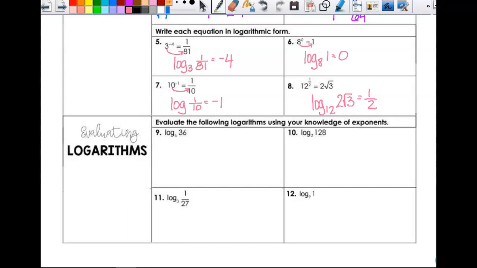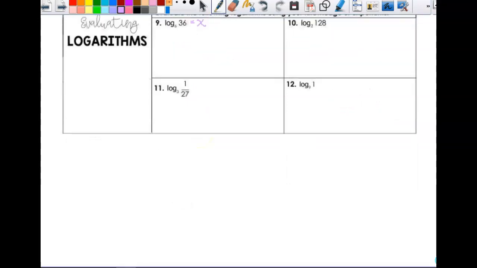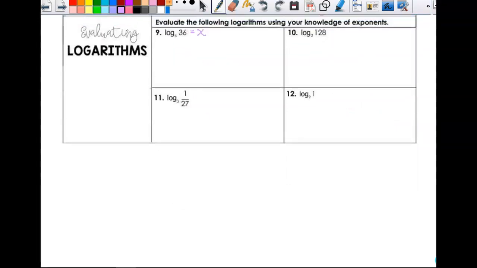Now this actually says evaluate, which means I need an answer. So it helps if I'm evaluating or finding something if I have a little equation. So I'm going to set this equal to x so that I can rewrite it exponentially, because exponentials are going to make way more sense to you than logs. So if I rewrite this, this becomes 6 to the x power equals 36.